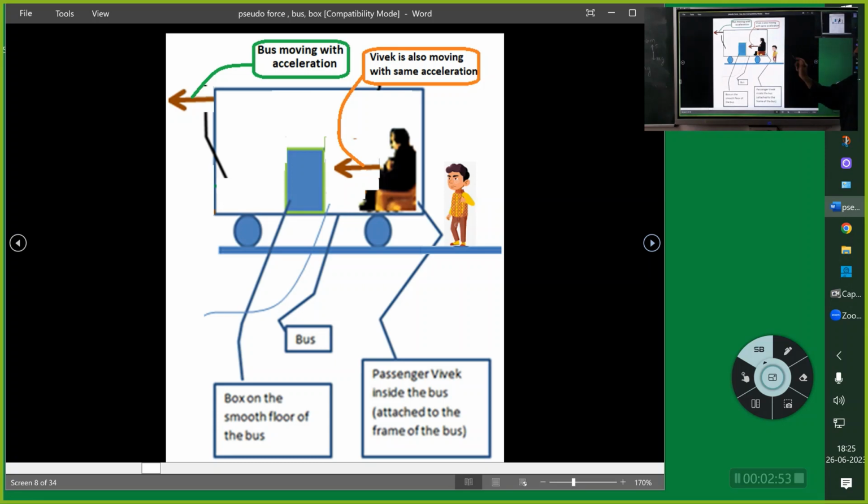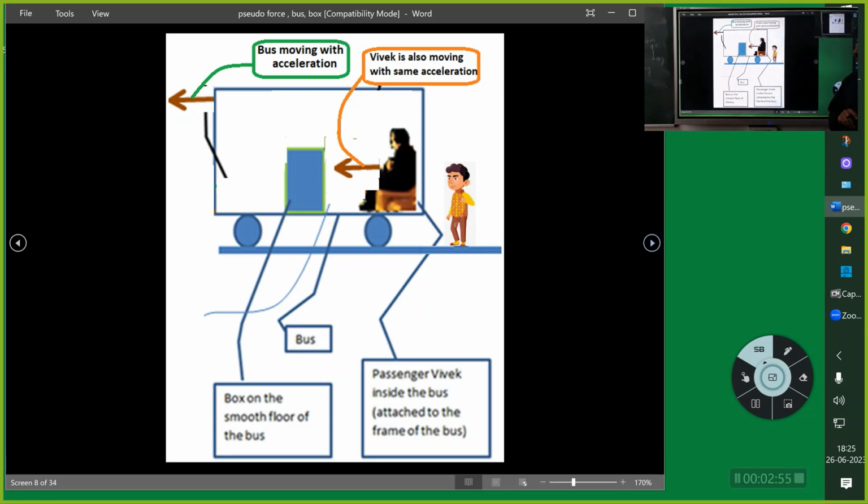Okay. So now I am representing this. Now the person on the road, what does he see? He sees that the bus is accelerating. And Mr. Vivek is also accelerating. What about the box? Is the box accelerating?